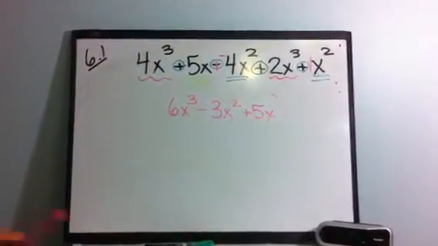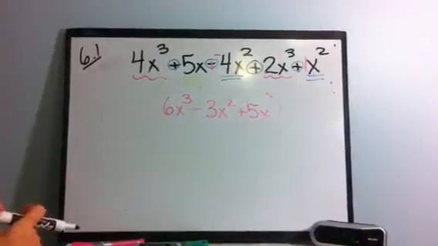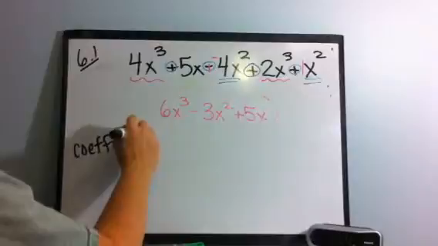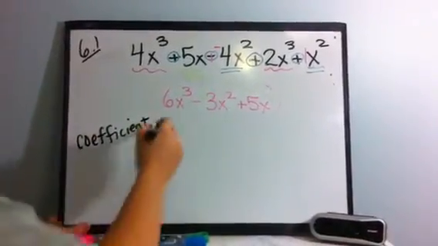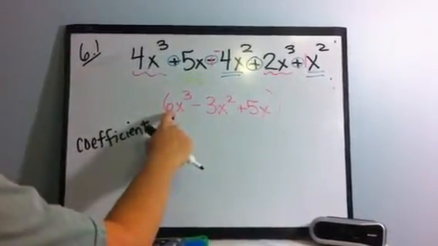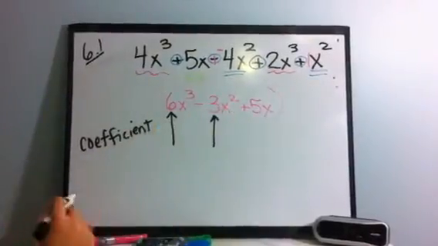Okay? Now, this kind of leads us into the next idea, which are coefficients. Now, a coefficient is really the number that's being multiplied by your variable. So in this case, that is a coefficient because 6 is the number being multiplied by that variable. In this case, what is my coefficient?